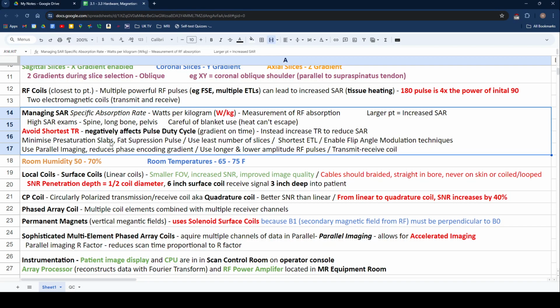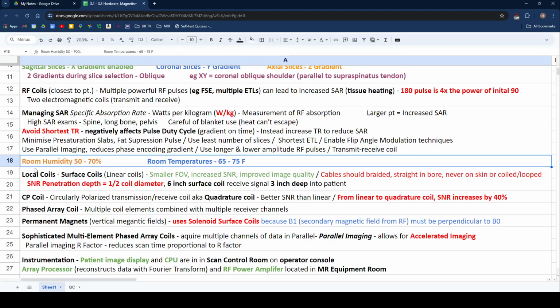Minimize preset slabs or fat suppression pulses. Use the least number of slices with the shortest ETL. Enable flip angle modulation techniques. Use parallel imaging. Reduce phase encoding gradients. Use longer and lower amplitude RF pulses. And use transmit and receive coils.